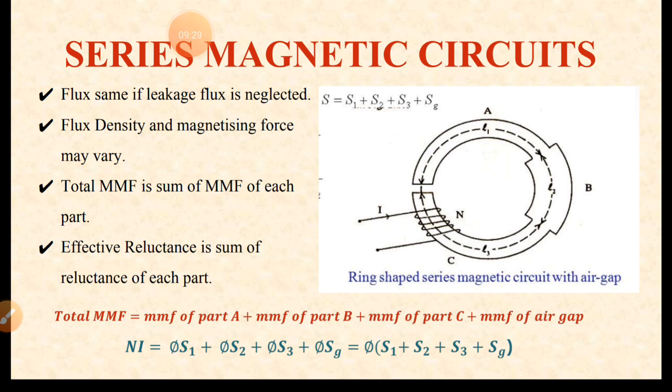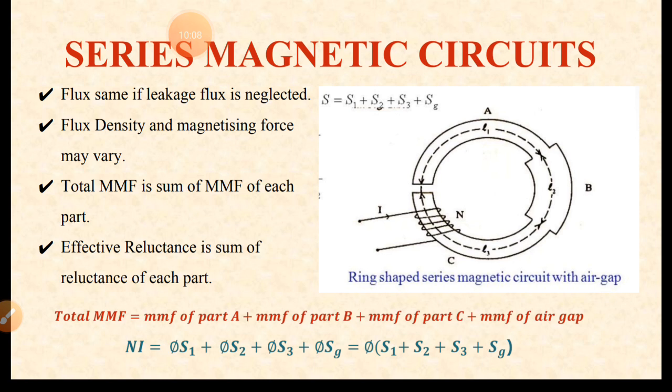Since all these materials are carrying the same flux, we can write Ni equal to phi into (S1 plus S2 plus S3 plus Sg), and the effective reluctance S is equal to S1 plus S2 plus S3 plus Sg. So in short, the effective reluctance will be the sum of the reluctance of each part. This is similar to a series electric circuit.